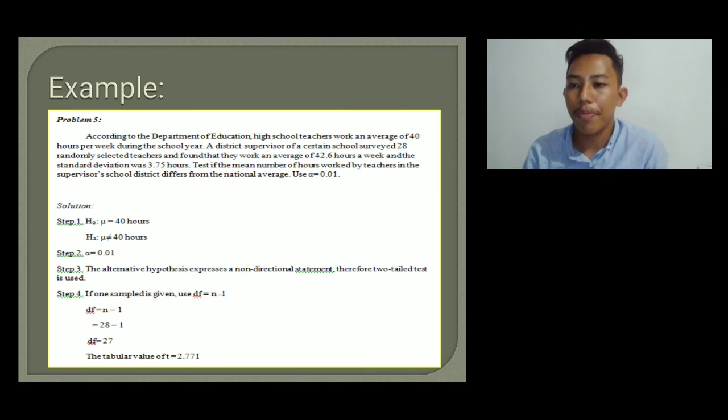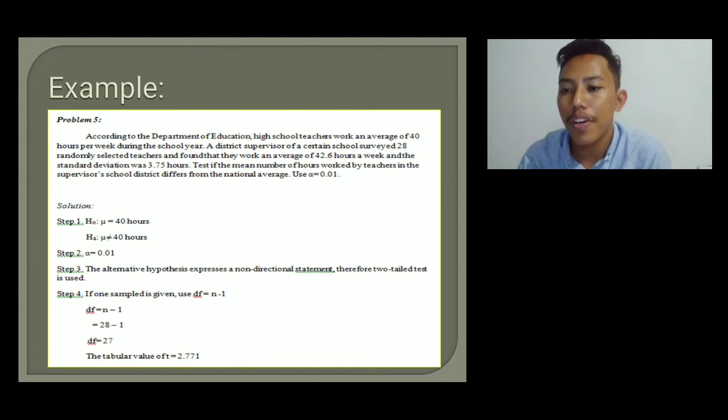So, example problem 5. According to the Department of Education, high school teachers work an average of 40 hours per week during the school year. A district supervisor of a certain school surveyed 28 randomly selected teachers and found that they work an average of 42.6 hours a week. The standard deviation was 3.75 hours. Test if the mean number of hours worked by teachers in the supervised school district differs from the national average. Use a level of significance of 0.01.